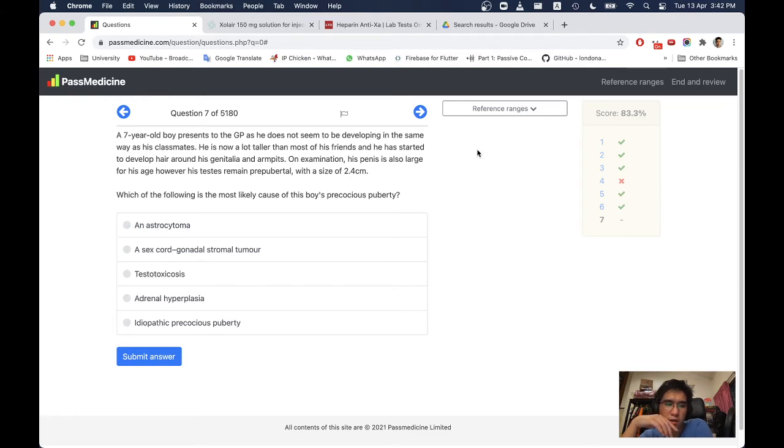Testotoxicosis sounds rare. Adrenal hyperplasia. And idiopathic precocious puberty. Which one is the most common? Adrenal hyperplasia sounds like a common cause.